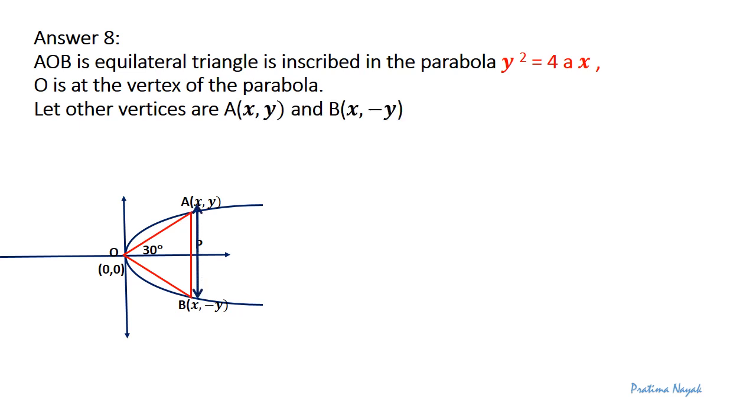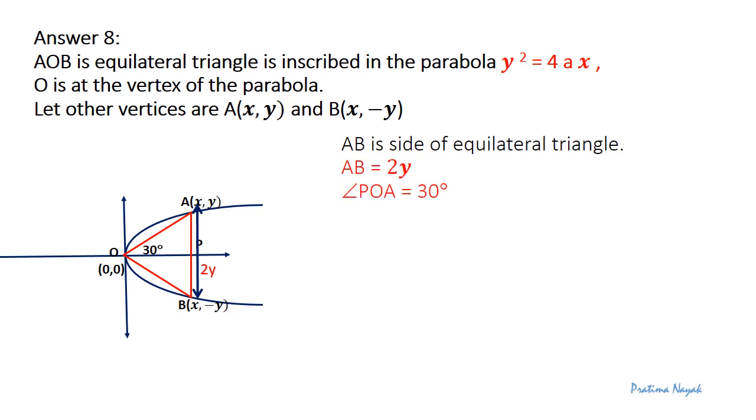Now AB is the side of equilateral triangle. AB is equal to 2 times of y. Now angle POA is equal to 30 degree because it will be half of the 60 degree. So in triangle AOP, AP by OP is equal to tan 30 degree, or AP is equal to y and OP is equal to x. So y upon x is equal to 1 upon root 3. So this gives us the relation x is equal to root 3 y.